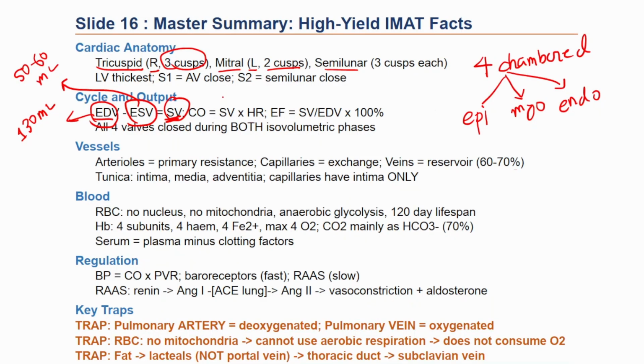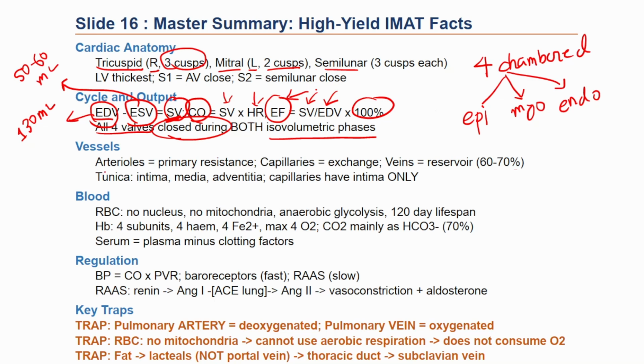And multiplying this stroke volume with heart rate gives the total volume moved per minute, which is the cardiac output. And pumping efficiency is tracked as a percentage using the ejection fraction formula. EF, or ejection fraction, is equal to stroke volume over end diastolic volume times 100, which will give the result in a percentage. And in the isovolumetric phase of the cardiac cycle, all four valves will be closed.